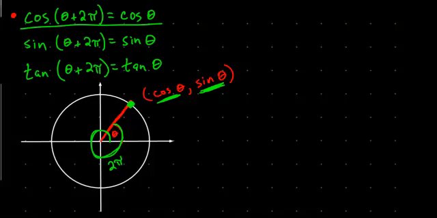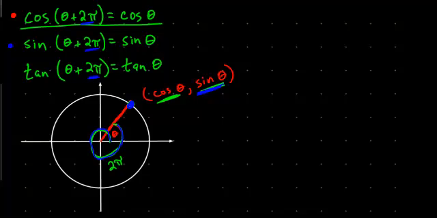Okay? Similarly, if we go around 2 pi, an additional theta, again we land at the same point, so that's going to give me the same y coordinate, gives me the same sine. So sine of theta plus 2 pi is just sine theta. So these 2 pi's are just a trip around the unit circle.